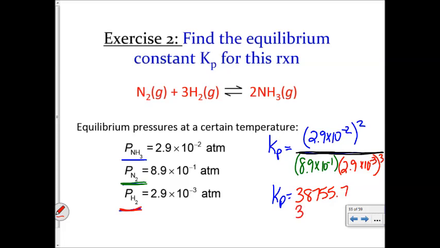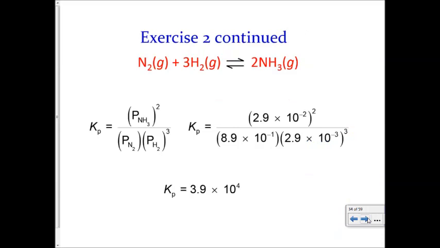It's going to be 39000 or 3.9 times 10 to the fourth. So you'll usually see KPs or KCs written with scientific notation. So you might see it as 39,000, but more likely you'll see it as 3.9 times 10 to the fourth. There we go. Definitely right.